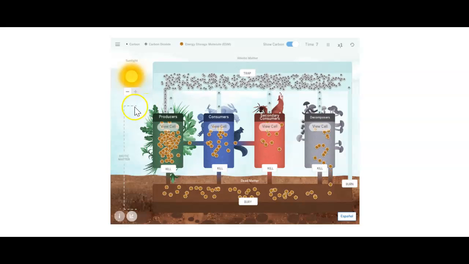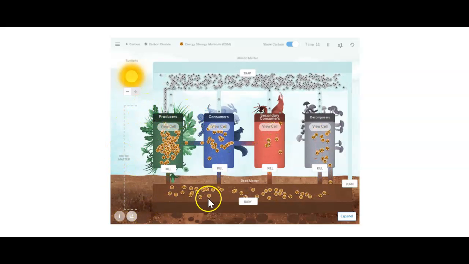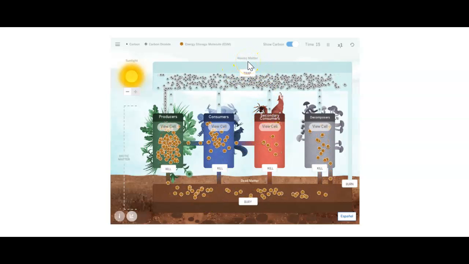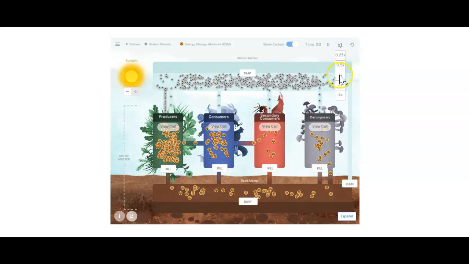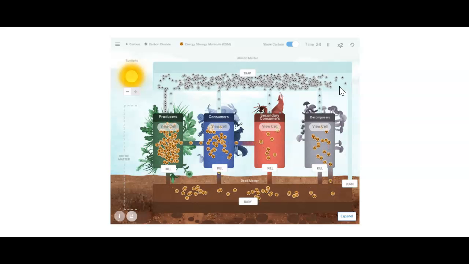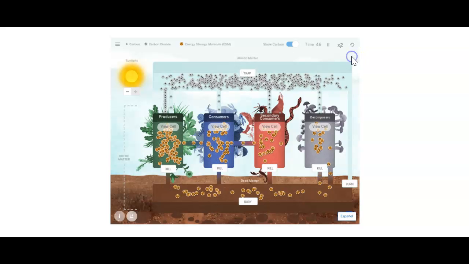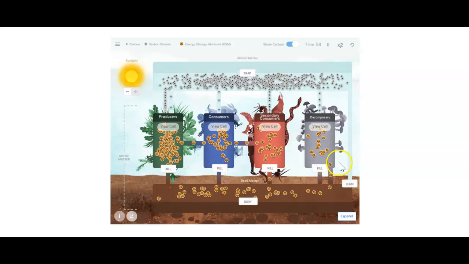I'm noticing that they're categorizing everything down here as biotic matter because it is living. And then the section up here in the atmosphere is the abiotic matter that is not living. All right, we can speed it up. Kind of cool. We can view the cell. Okay, water, oxygen, carbon dioxide, energy storage molecules. If you want to change it to Spanish, you can change it to Spanish.